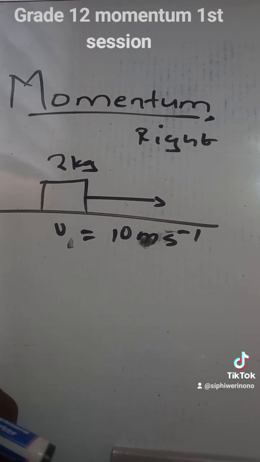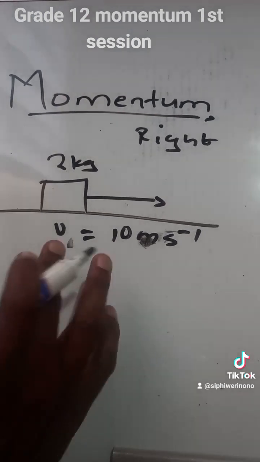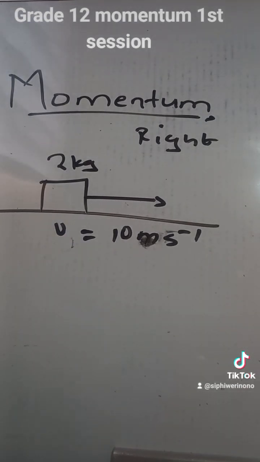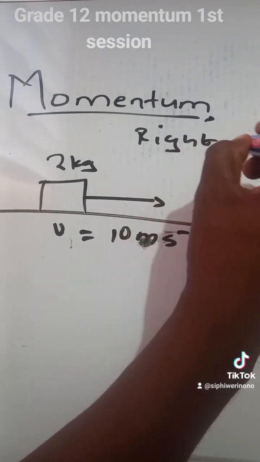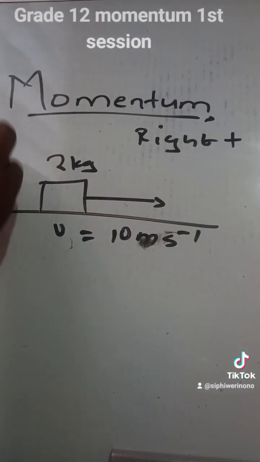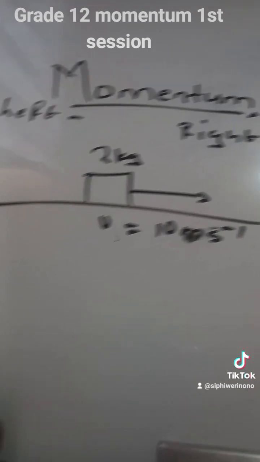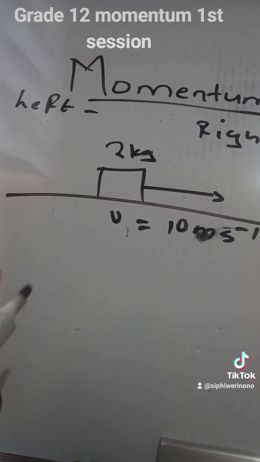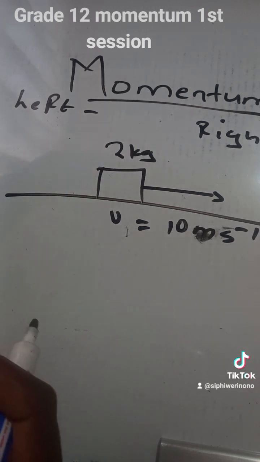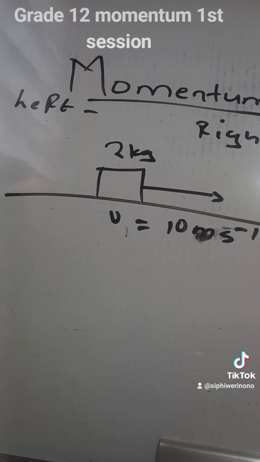Now the question says, calculate the momentum of this particular object. The first thing I'm going to do is take one direction to be my positive direction. I look at this and say, this object is going to the right, so I'm going to take right to be positive. Then automatically it makes left my negative direction. If I'm taking right to be positive, left automatically becomes negative, because the opposite direction of right is left.